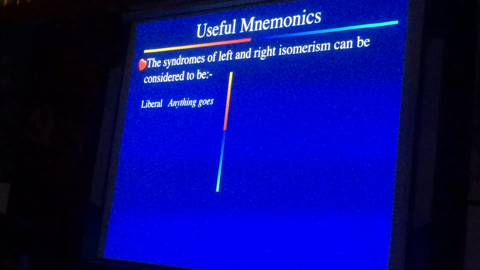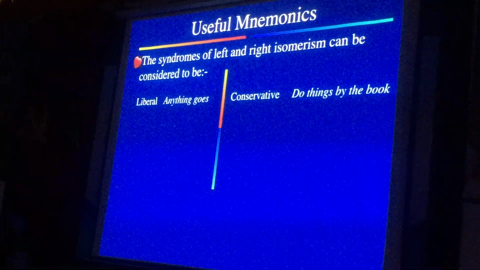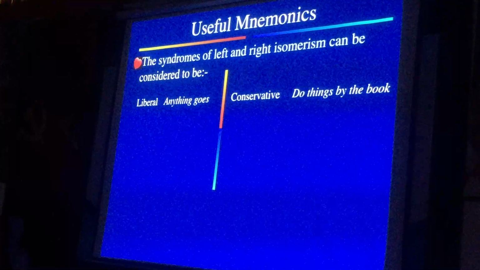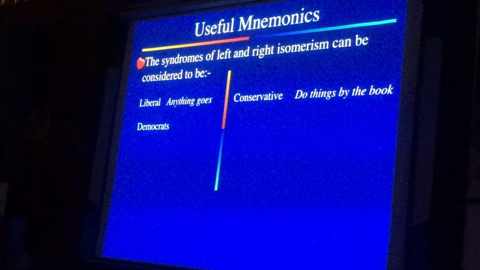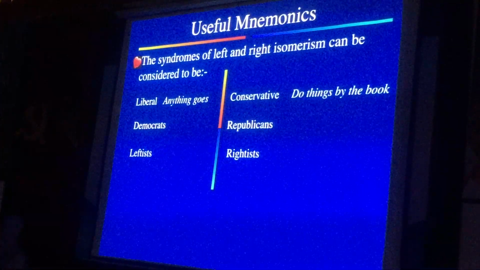So I think that they may be considered as the liberal for left isomerism, anything goes. The right are very conservative. They do things by the book. In America, we call them Democrats and Republicans. We call them leftists and rightists.